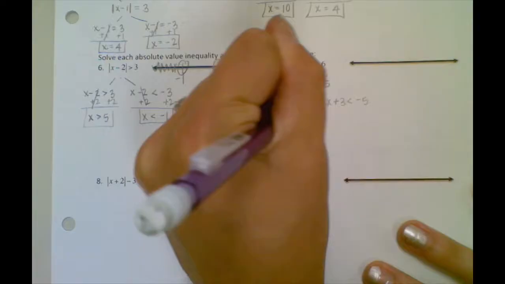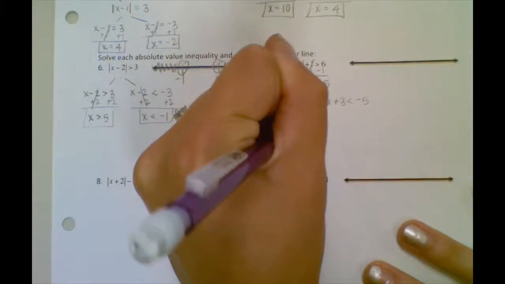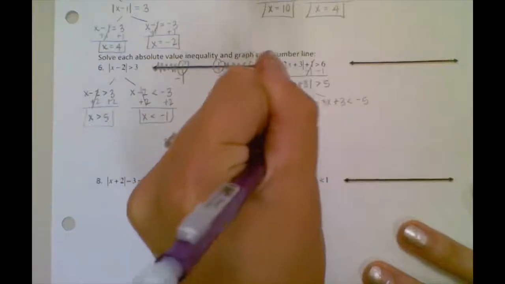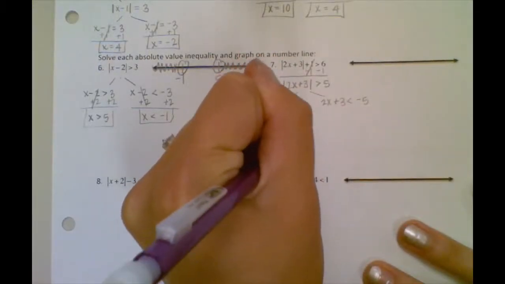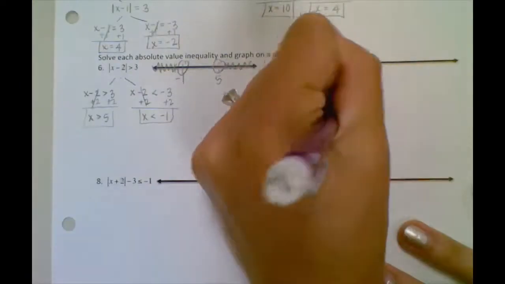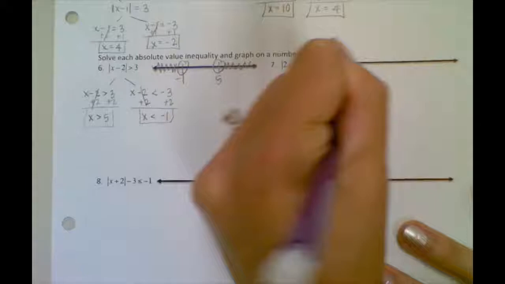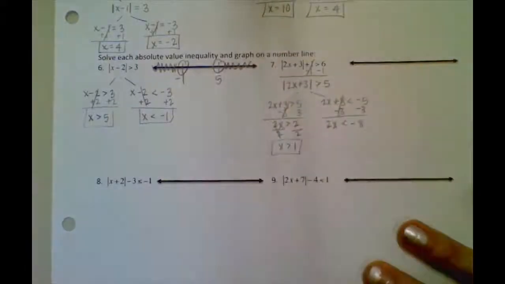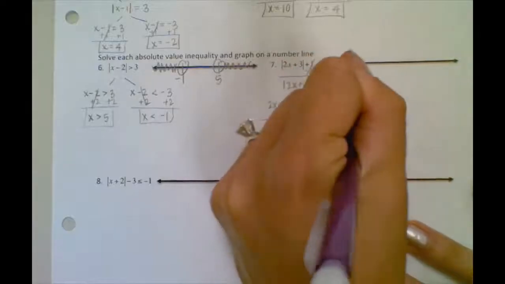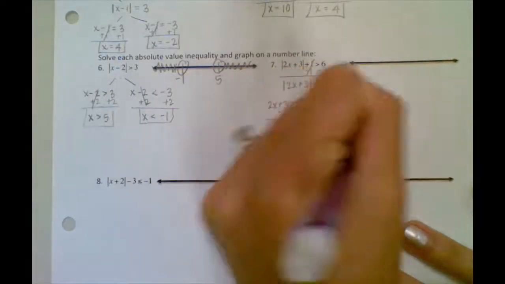So I'm going to subtract 3 from both sides. 2x is greater than 2. And then divide both sides by 2. X is greater than 1. Over here, subtract 3 from both sides. 2x is less than negative 8. Type that in on your calculator if you're struggling with that. Divide both sides by 2. X is less than negative 4.